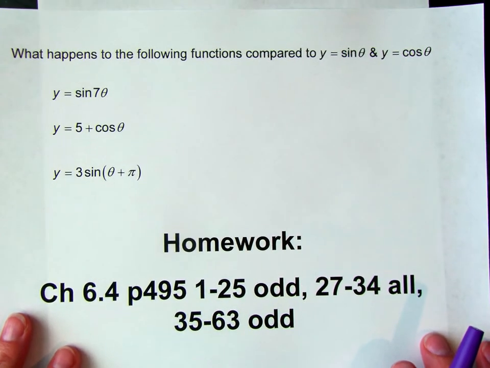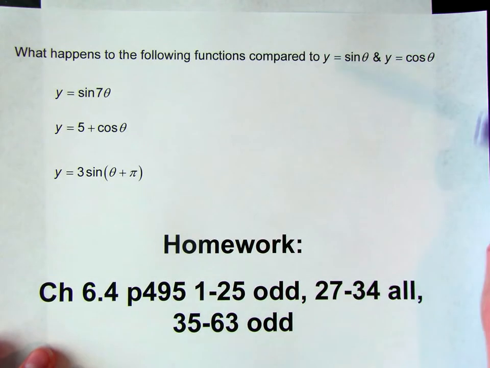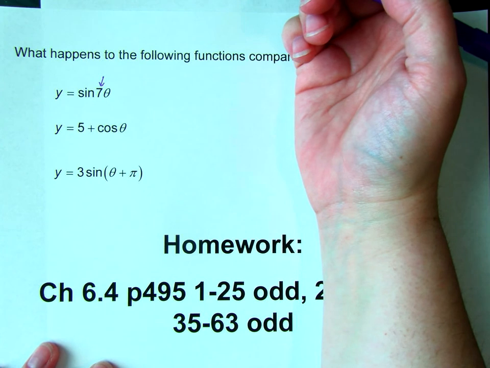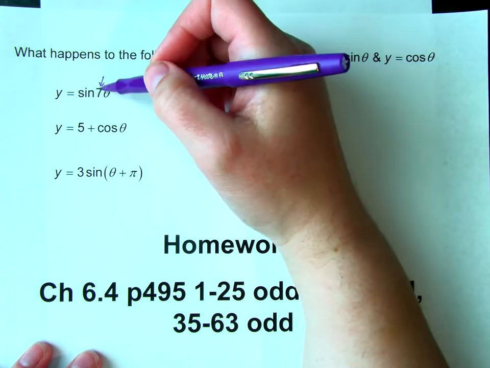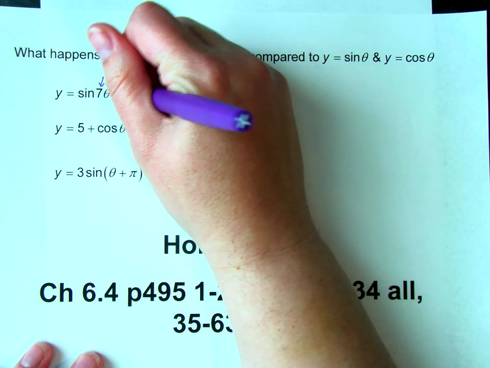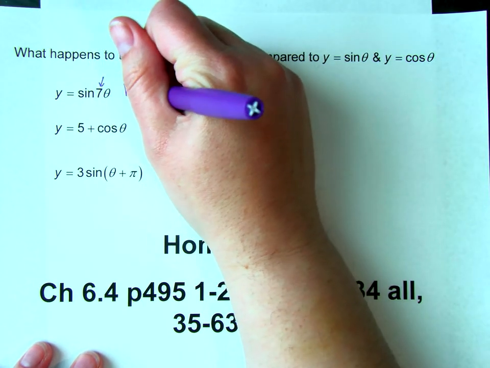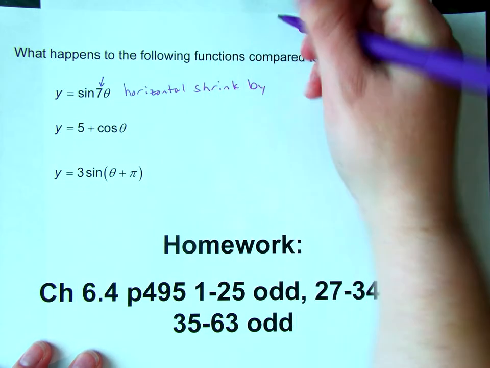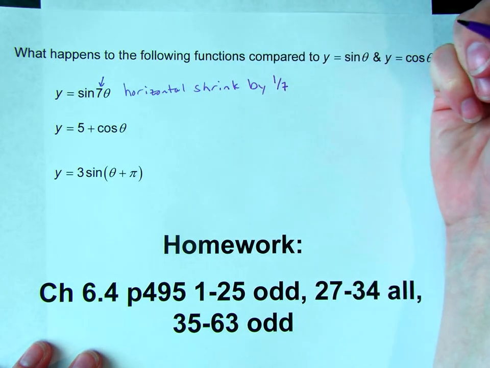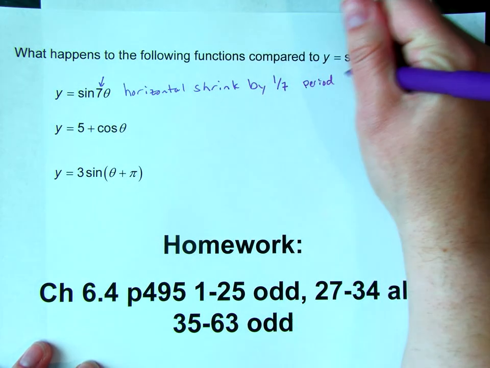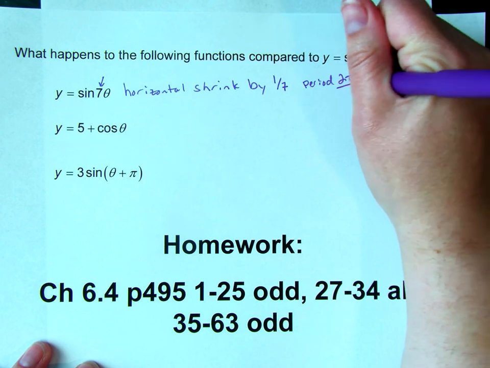All right. What is happening to these? That's our essential question. So our 7 is on the inside, so that is a horizontal, and it's multiplication, so that's a stretch or a shrink, and remember we do inverse, so this is a horizontal shrink by 1/7. So that means our period, we would have 2 pi divided by 7.